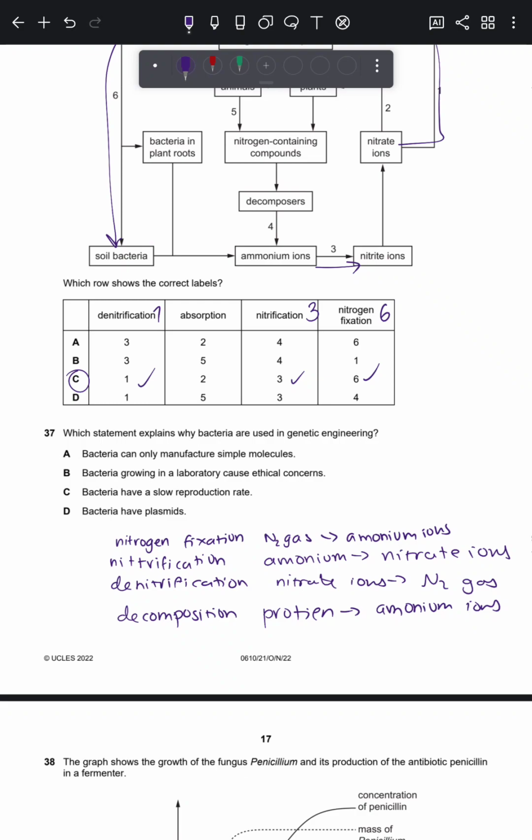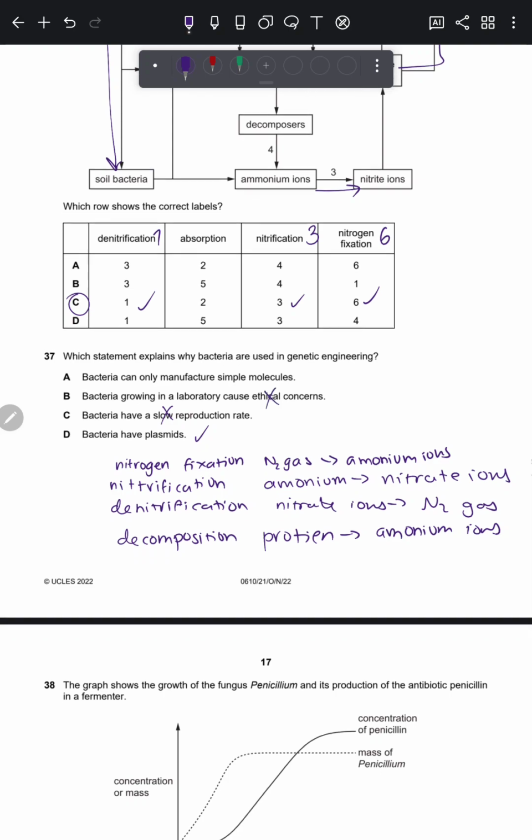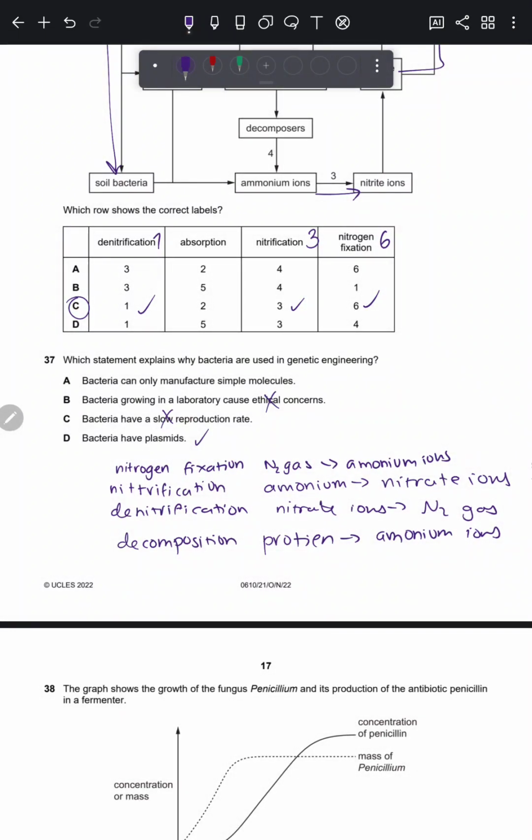Which statement explains why bacteria are used in genetic engineering? So bacteria, it's ethical, they don't have feelings, and they reproduce really fast. So they are used in genetic engineering. Bacteria have plasmids, that is one reason they are used. They have actually a fast reproduction rate. Bacteria growing in a laboratory cause ethical concerns? Nope. And they can only manufacture simple molecules? Actually, no, they can manufacture things like B12 and insulin. So all these are wrong except for D.